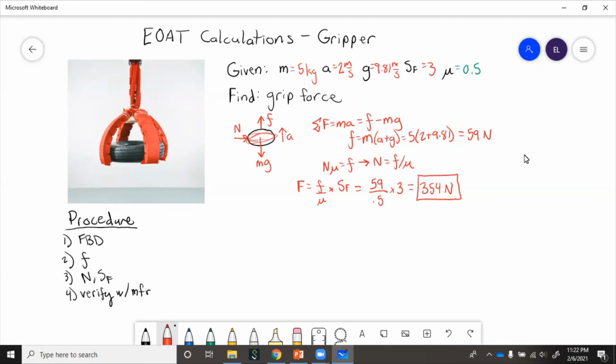So if the coefficient of friction is 1, then the normal force will be equal to the friction force. If the coefficient is anything less than 1, then the normal force will go up by that factor.